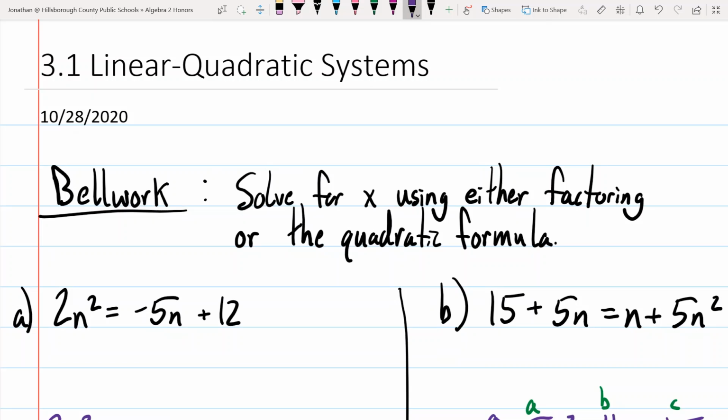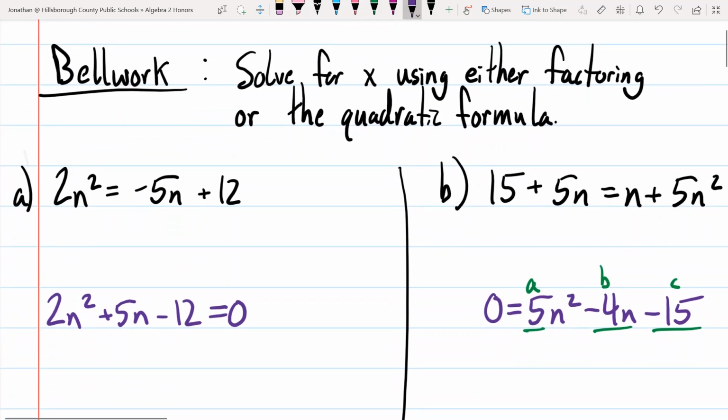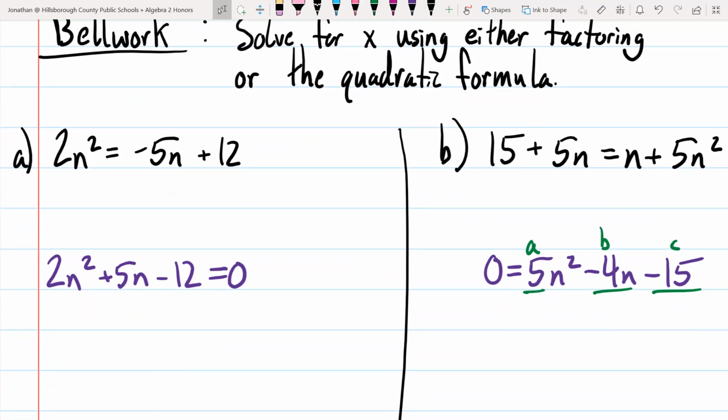Now, the reason I give you the option to use either factoring or the quadratic formula is because it depends on your problem. The problem B, you'll see I already lined up A, B, and C because I think it'd be easier to use the quadratic formula than it would be to factor. Though that's not to say you can't do it by factoring. It just takes a little while because we'd be multiplying 5 times 15 and trying to find the factors of that.